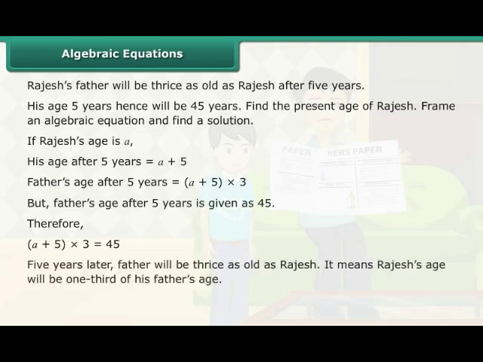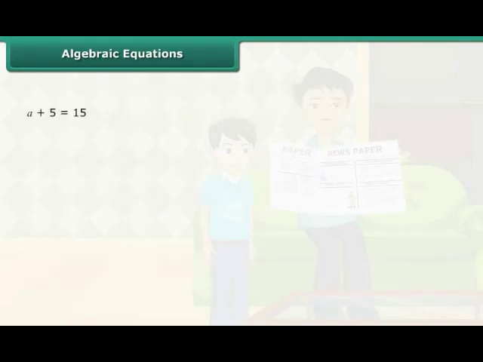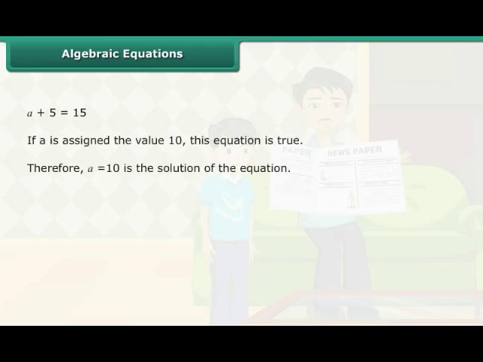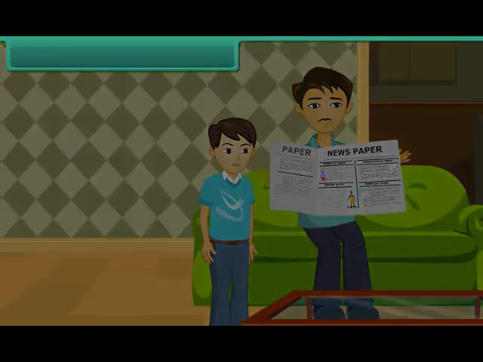5 years later, father will be thrice as old as Rajesh. It means Rajesh's age will be 1/3 of his father's age. A plus 5 is equal to 1 upon 3 into 45. A plus 5 is equal to 15. If A is assigned the value 10, this equation is true. Therefore, A equal to 10 is the solution of the equation. It means Rajesh is 10 years old at present.